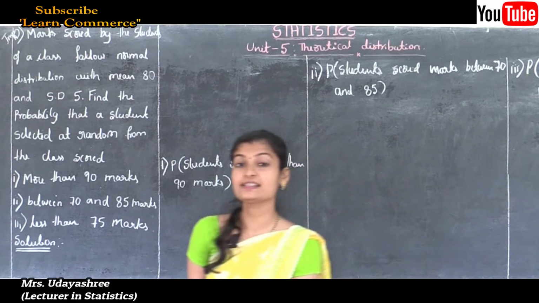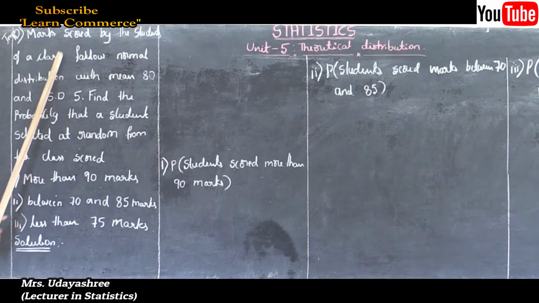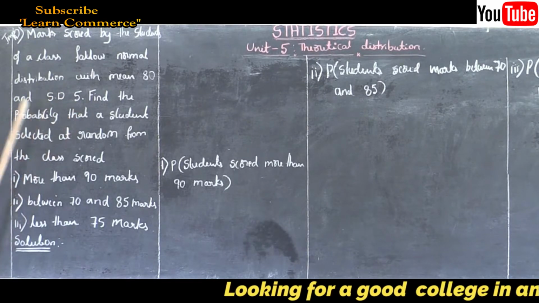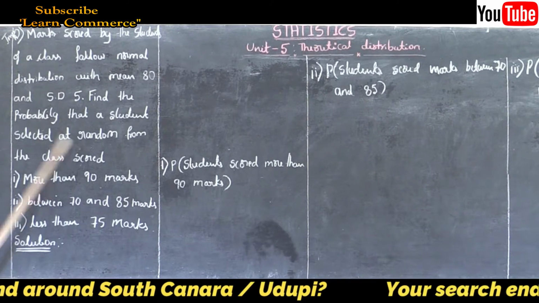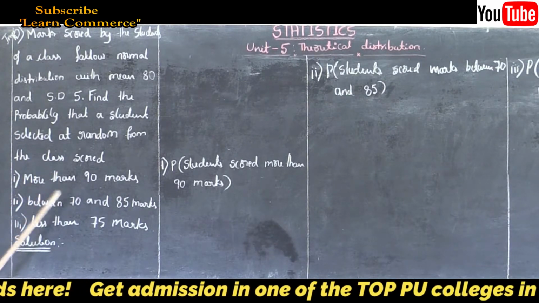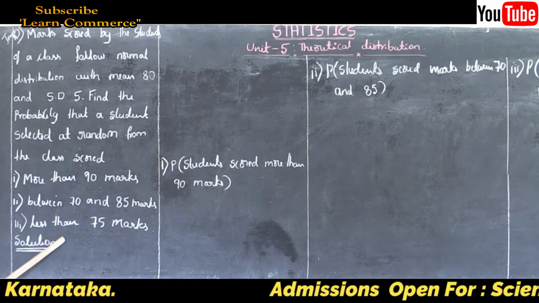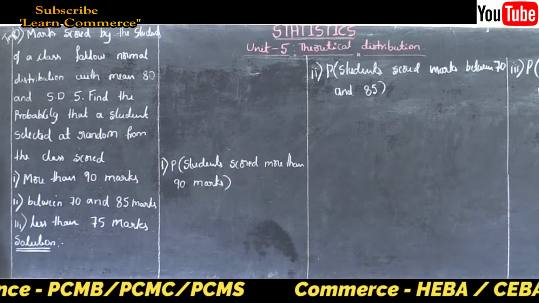Now let's see the second problem. Marks scored by the students of a class follow normal distribution with mean 80 and standard deviation 5. Find the probability that a student selected at random from the class scored, first, more than 90 marks; second, between 70 and 85 marks; and third, less than 75 marks. Next, let's see the solution part.